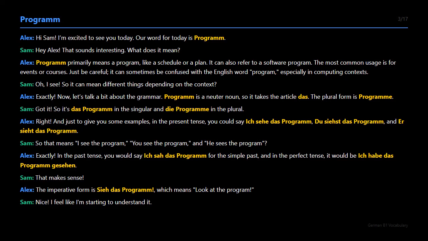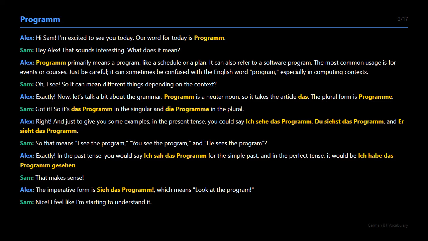Right. And just to give you some examples, in the present tense, you could say, Ich sehe das Programm. Du siehst das Programm. And, Er sieht das Programm. So that means I see the program, you see the program, and he sees the program.